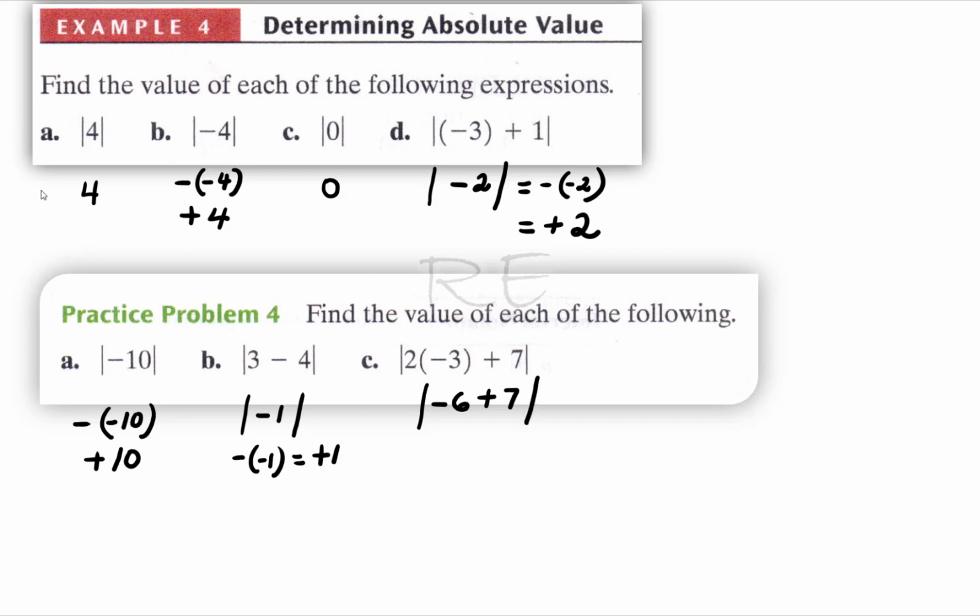2 times -3 will be -6 plus 7. The absolute value of -6 plus 7 is equal to the absolute value of 1, which is 1.